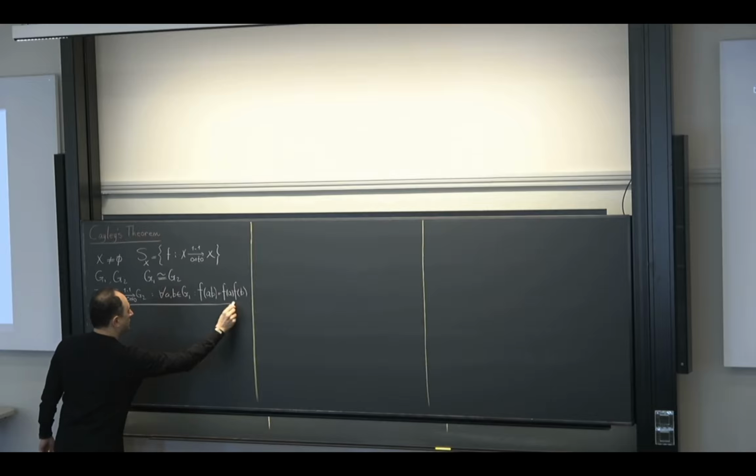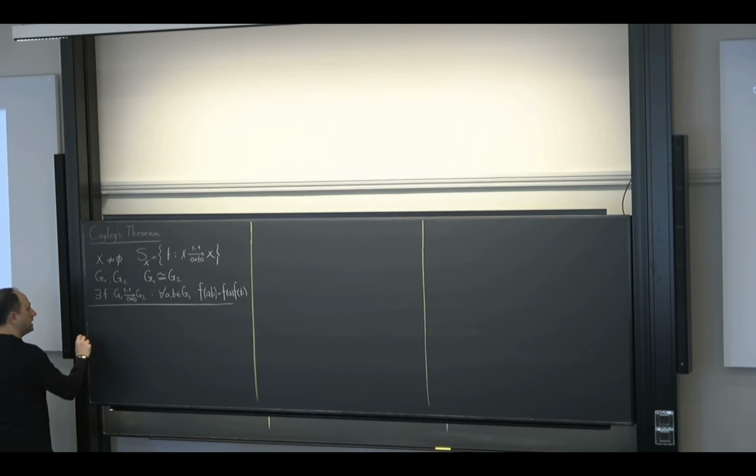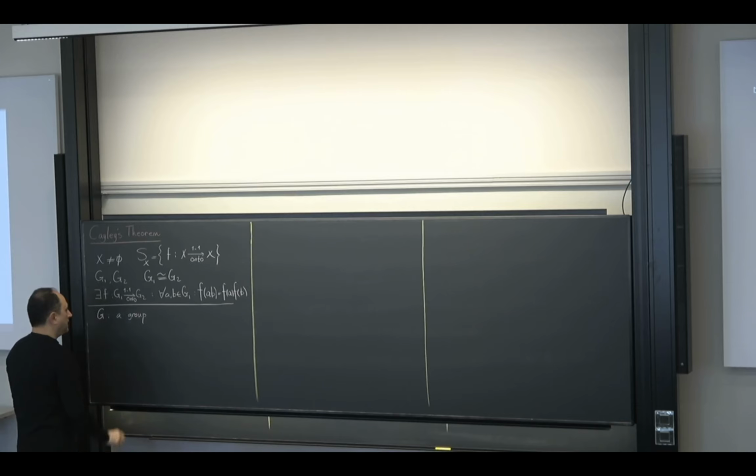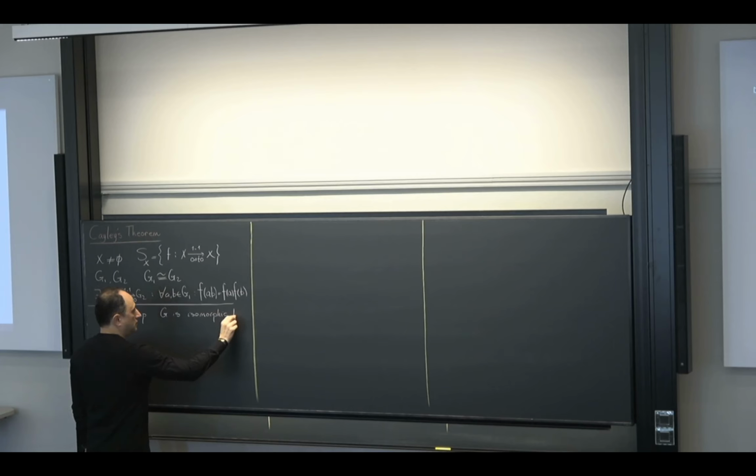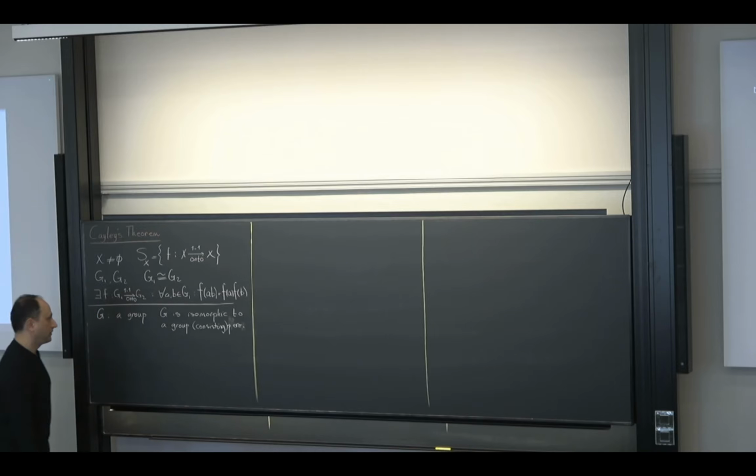Okay, now we want to go to Cayley's theorem. First of all, a group G is given. We want to prove that G is isomorphic to a group, if you want, consisting of permutations. So this is what we want to show.